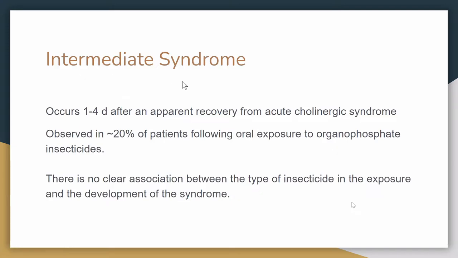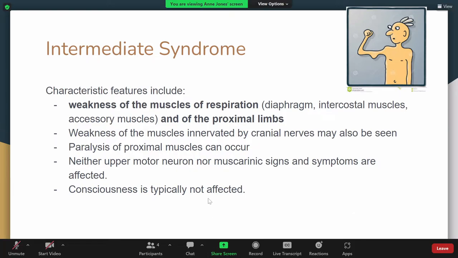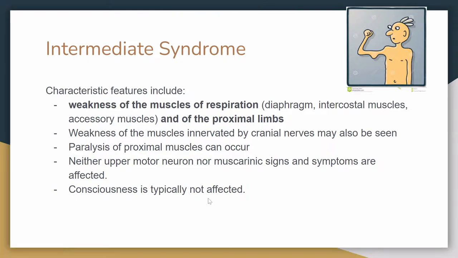And then next we have intermediate syndrome. This happens 1 to 4 days after they were exposed to a cholinergic agent. It happens in 20% of patients after they had an oral exposure. And it's not really clear what type of insecticide causes it. These patients are going to come in with weakness of their muscles, particularly their muscles of respiration, so they might say they're short of breath, and also their proximal muscles. You can see weakness of the cranial nerves, and you can get paralysis as well. Consciousness is not typically affected, and you don't usually see the muscarinic signs.